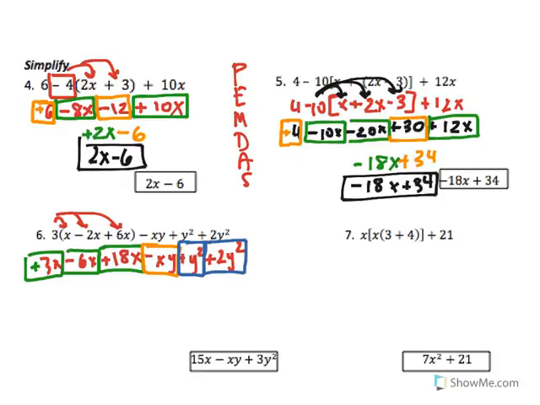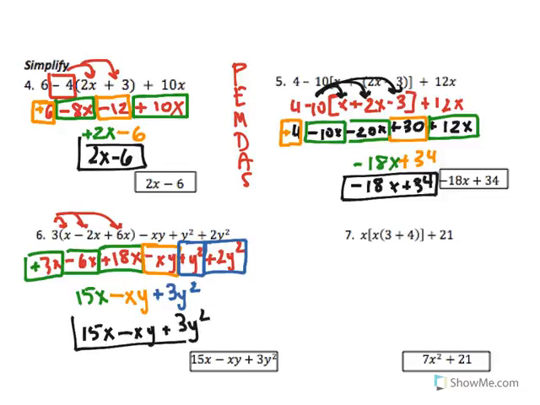For the x's, I get plus 3 minus 6 gives me negative 3 plus 18 gives me 15x. There's no other xy to combine, so I just bring that down. I combine the y squareds. I get 1y squared plus 2y squared gives me 3y squared. There's nothing else I can combine. My answer is 15x minus xy plus 3y squared.